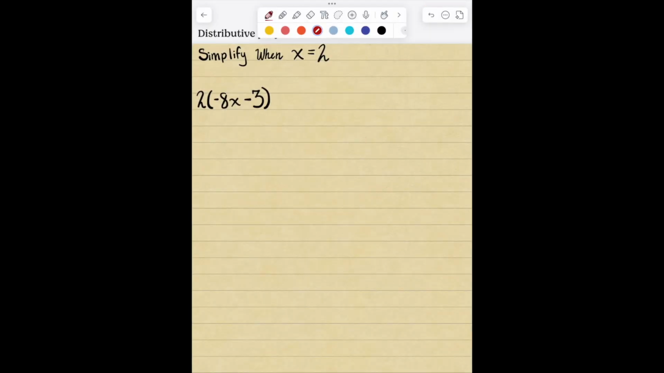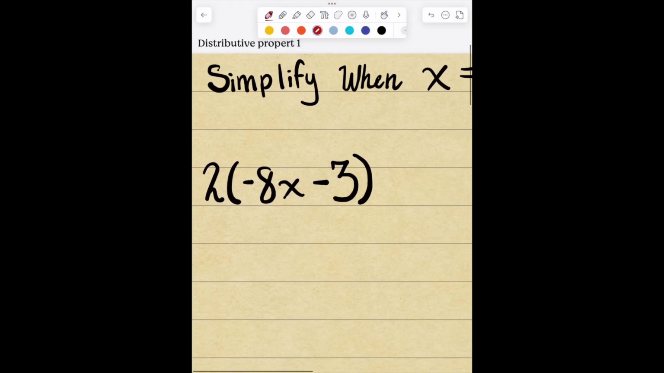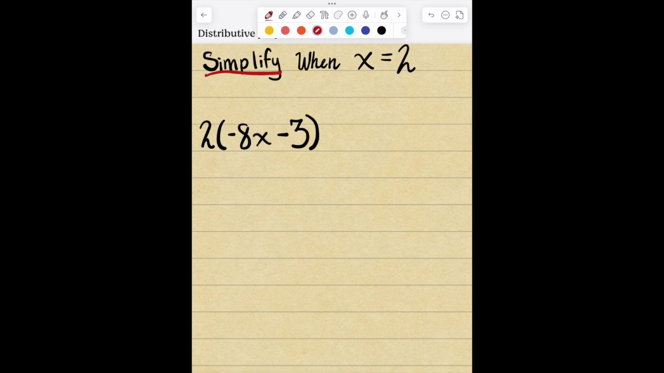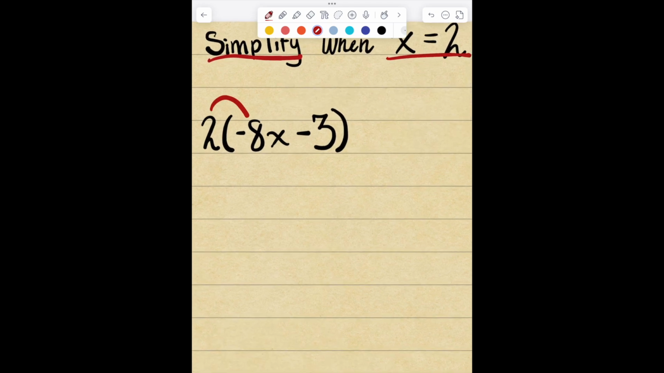Okay, so we're going to do the distributive property, and we're going to be simplifying when x equals 2. So my first step is to identify my coefficient or my fireman, which is 2. And 2 is going to go in, and he's going to go in and save negative 8x, and then he's going to go in and save negative 3.